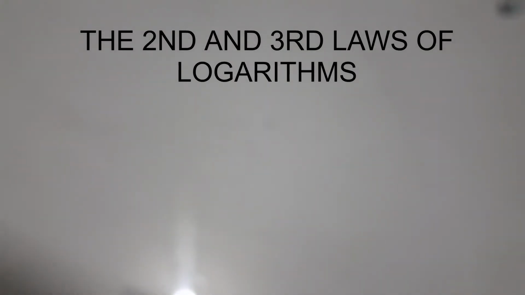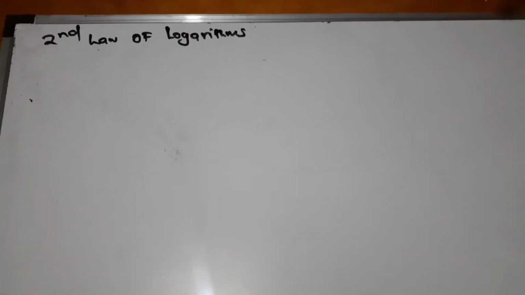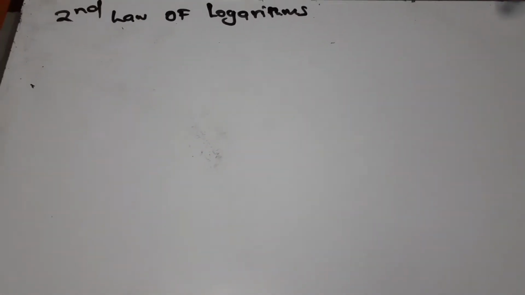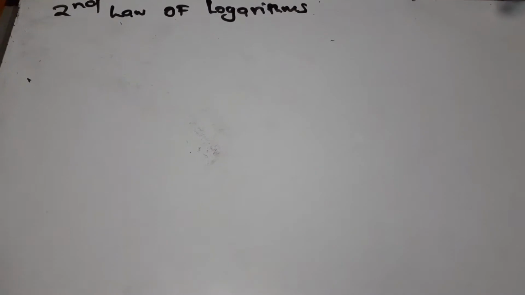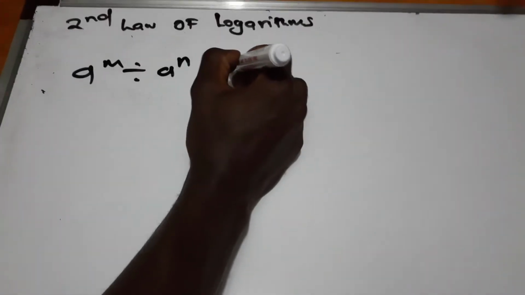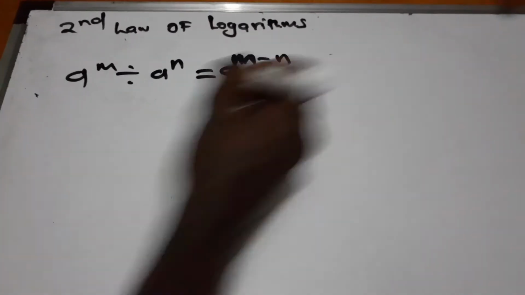Today I'm going to help you with some bit of logarithm. So for our second law of logarithm, you're going to use the second law of indices. We're going to derive it from the second rule of indices, which we said a^m when divided by a^n is going to give us a^(m-n).